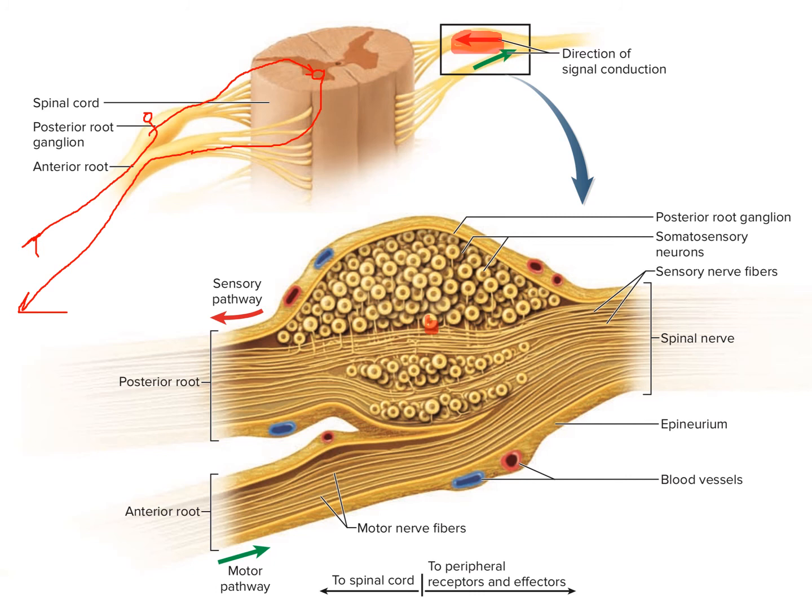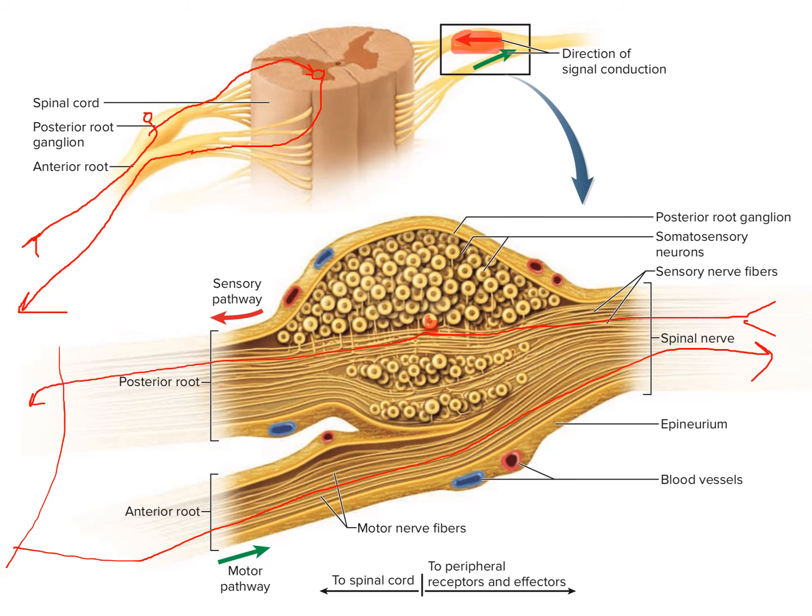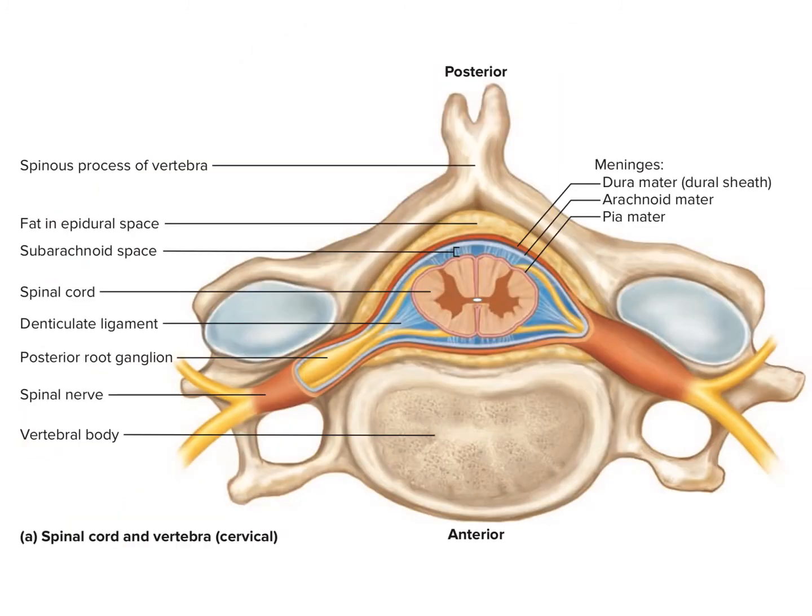So you can see the motor pathway, and in this picture, the spinal cord is over here. The fibers exit like that to go to the muscle, and here the information is taken from the periphery, and they have their cell body here, and then they enter the spinal cord through the posterior root. So the spinal cord has two roots, the posterior and the anterior. Again, here in the cross section, you can see the posterior root ganglion, you can see the anterior root.